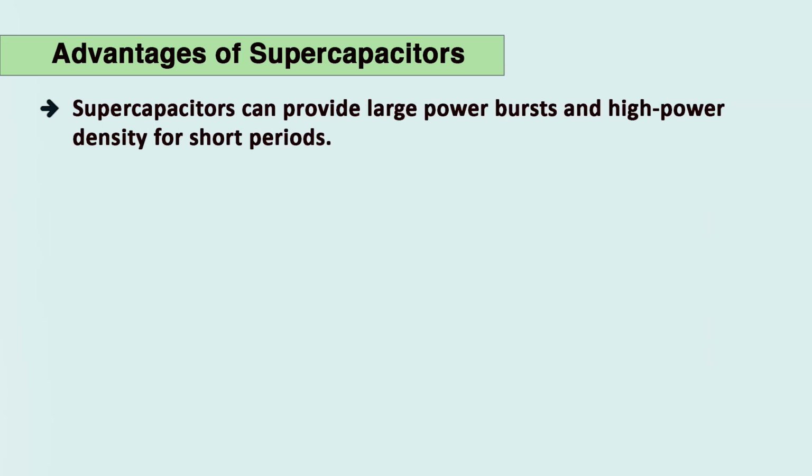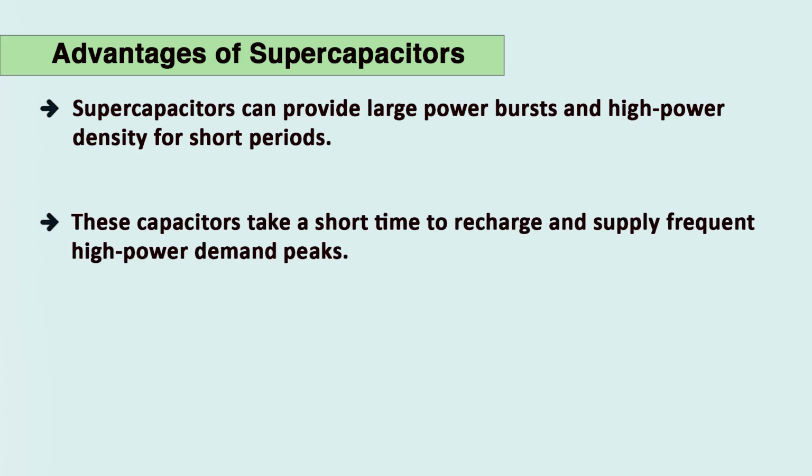Additionally, a supercapacitor can provide large power bursts and high power density for a short period. Those capacitors take a short time to recharge and can frequently supply high power demand peaks. So mostly these ultracapacitors are used for a short period in peak hours.